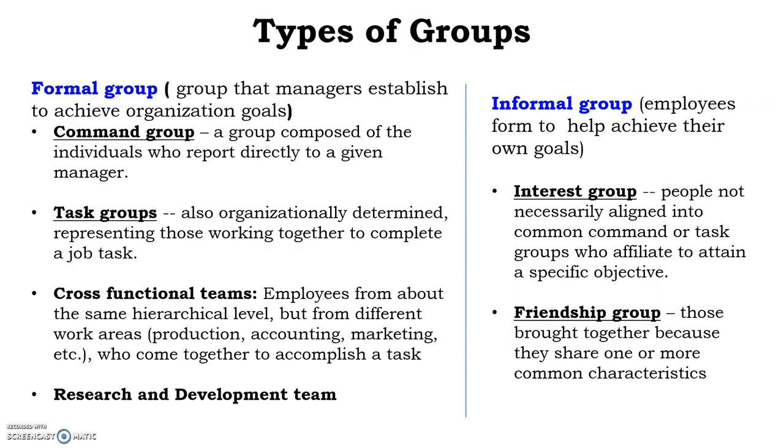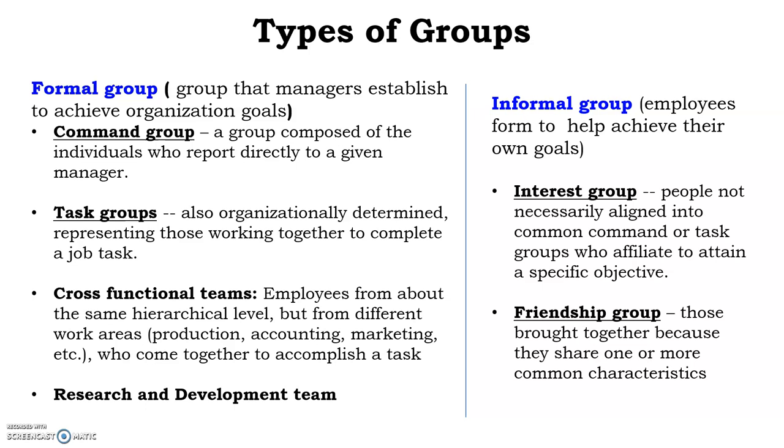What are the different types of groups? There are two different groups called formal and informal groups. The formal groups are formulated by the manager to achieve organizational goals, whereas the informal groups are formulated by employees themselves to help achieve their own goals. In formal groups, there are two major classifications, command group and task group, whereas in informal groups, interest groups and friendship groups are the two major classifications.